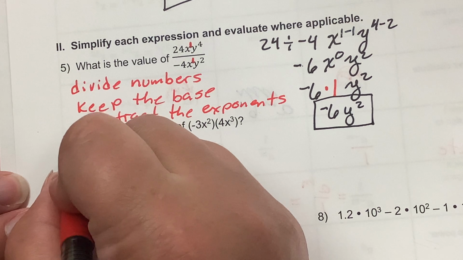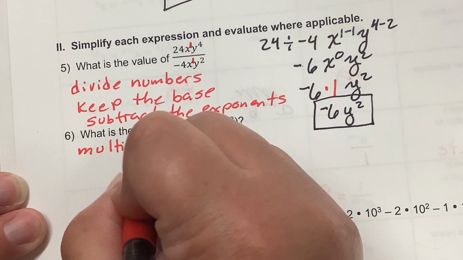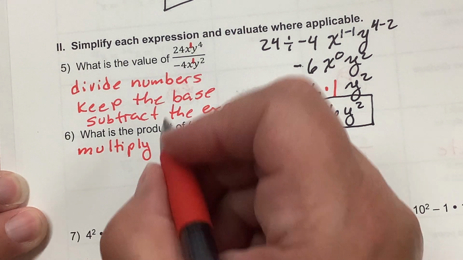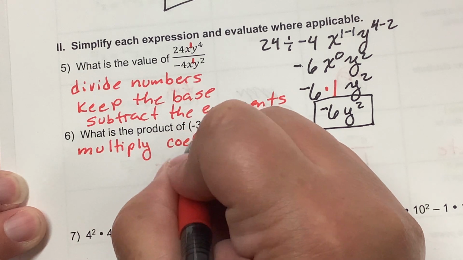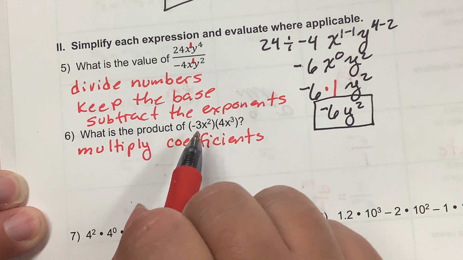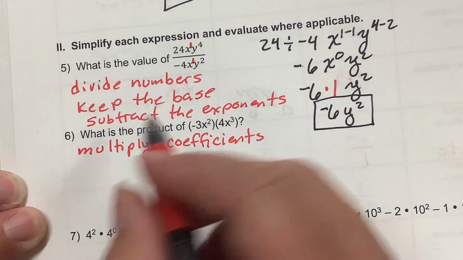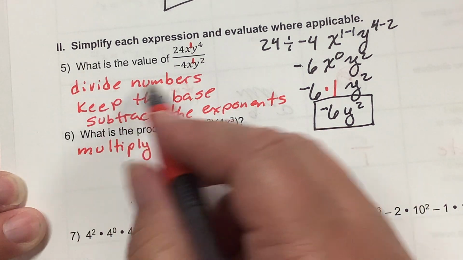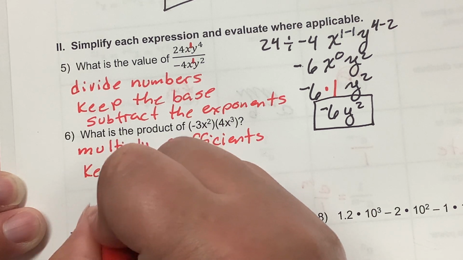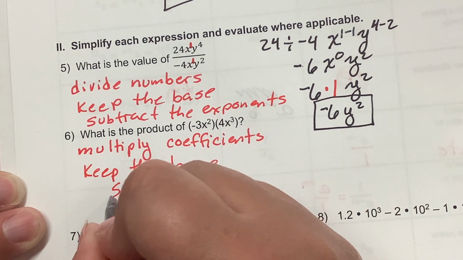Okay, for this one, I had to write the rules down again. First, multiply the numbers. You know, I keep saying numbers. I should actually use the correct terminology, shouldn't I? Multiply the coefficients. And remember that the coefficients are the numbers that you have in front of the variables. So negative 3 is a coefficient and 4 is a coefficient. So multiply the coefficients. This says divide the number. That should be coefficients also. All right, then keep the base, and subtract the exponents.